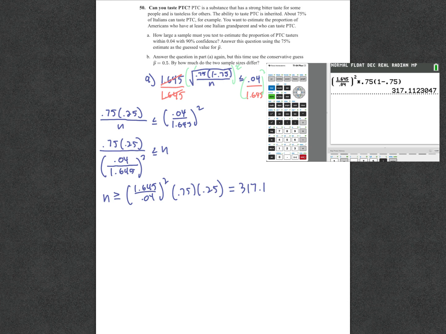Okay, so how large would our sample need to be? Our sample would need to test at least 318 people. Okay. And it's really 318 people with at least one Italian grandparent.